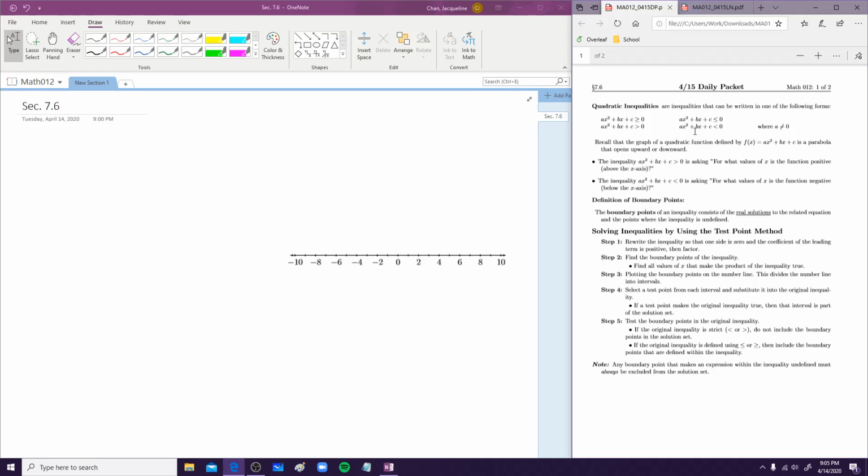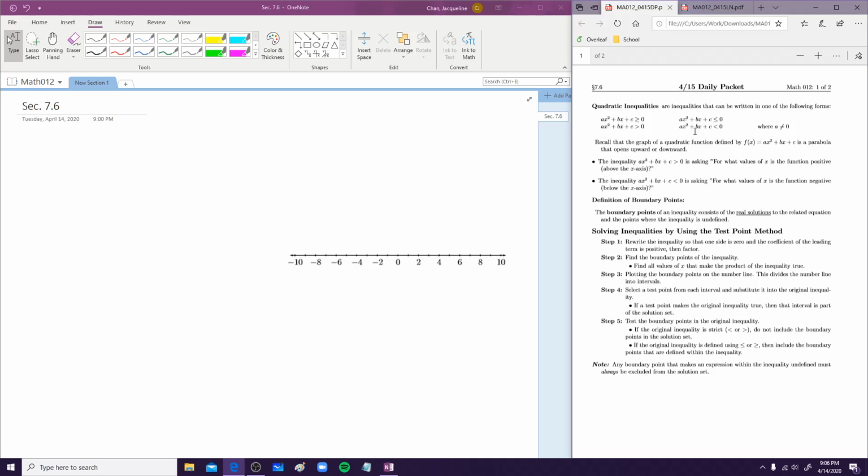So we're going to recall that the graph of a quadratic function that's defined by f of x equals ax squared plus bx plus c is a parabola that opens upward or downward. And remember, it's determined if it's upward or downward by looking at a. So if a is positive, it's upward. If it's negative, it's downward.